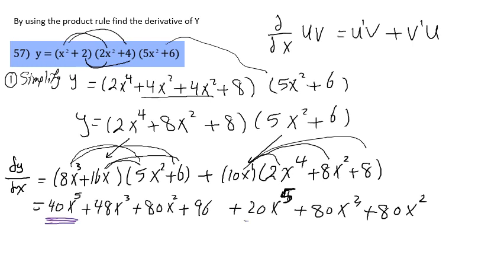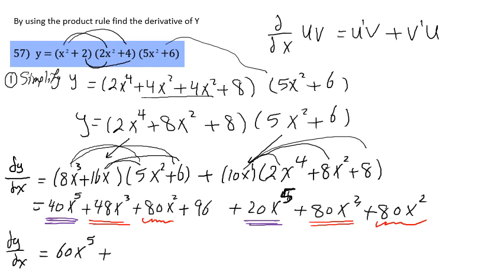40x to the power 5 and 20x to the power 5. 48x power 3 and 80x power 3. 80x squared and 80x squared. So dy by dx, in the simplest form, is equal to 60x to the power 5 plus 128x to the power of 3 plus 160x squared plus 96.